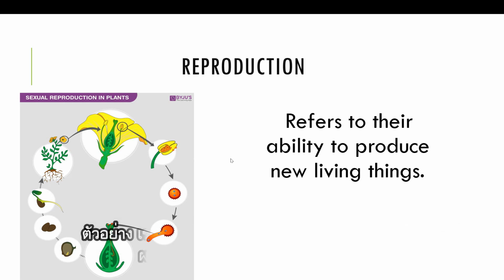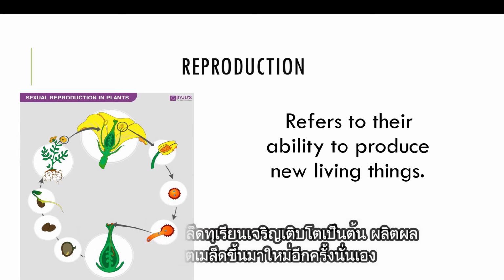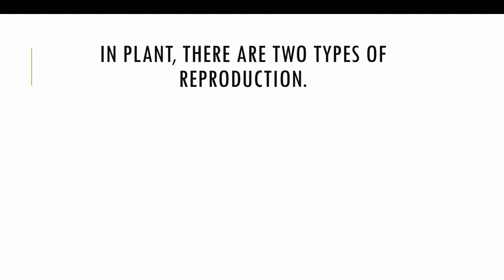An example is a plant, a green bean plant, or a durian. When you plant the seed of the durian, it can produce a fruit, and the fruit of the durian has a seed. So you can plant the seed again, and it can produce another new living thing. That is reproduction, producing new living things.